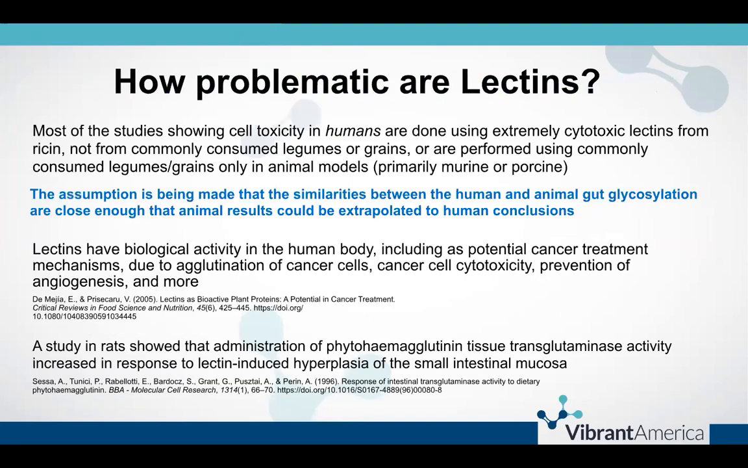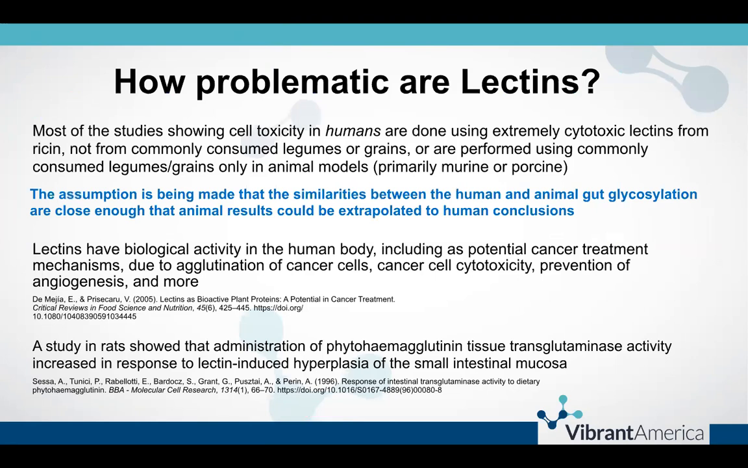Now, there's some controversy over how problematic lectins are. Are they a problem for everyone? Are all lectins a problem? What about how you cook and prepare them, et cetera? When you start diving into the literature, the majority of the studies that show cell toxicity in humans from lectins are done using extremely cytotoxic lectins, for instance from ricin, which are not commonly consumed legumes or grains in the form that they would be consumed, or they're performed using commonly consumed legumes and grains only in animal models, so primarily murine or porcine. So we have mice, rats, and pigs.